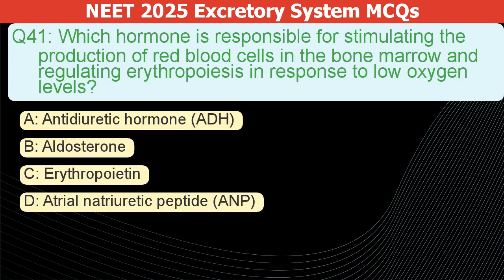Which hormone stimulates red blood cell production in the bone marrow and regulates erythropoiesis when oxygen is low? A. Antidiuretic hormone. B. Aldosterone. C. Erythropoietin. D. Atrial natriuretic peptide.